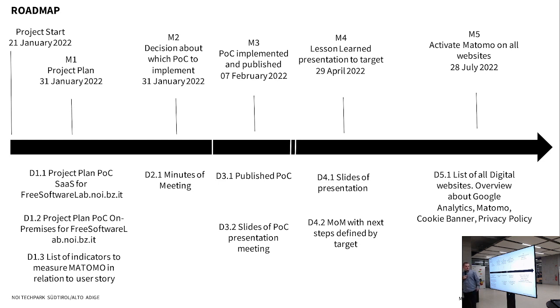And then we did that. We decided which to use, and then we discussed the lessons learned. And yeah, we didn't actually activate it on all websites by July. It took a bit more time, but more or less by August, September, I think we removed Google Analytics from every site and had Matomo running on it.